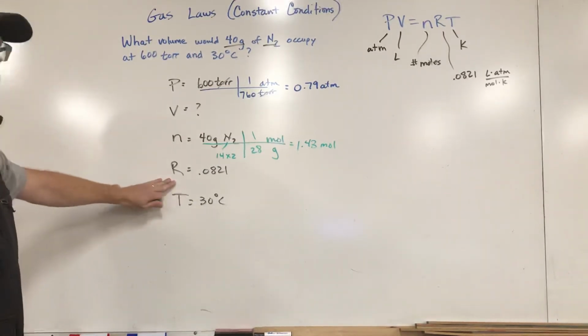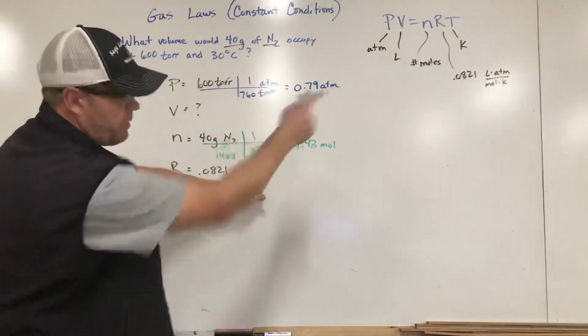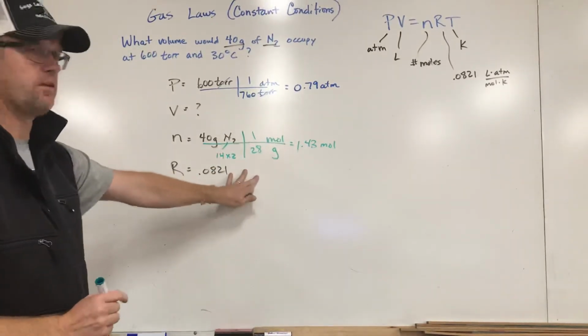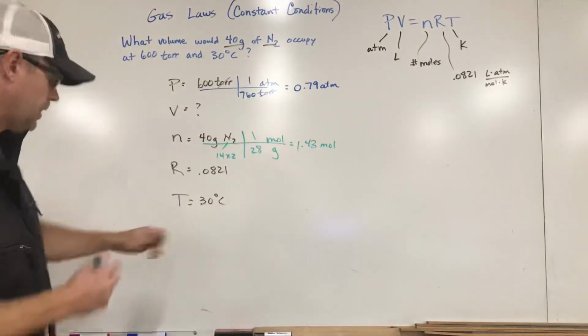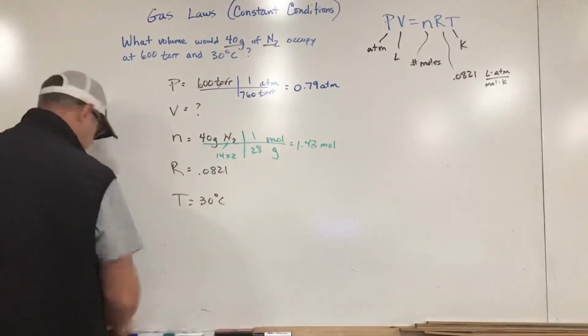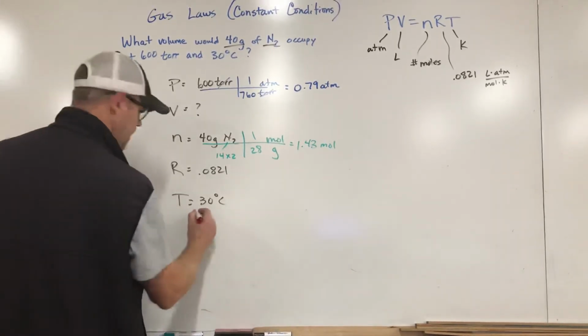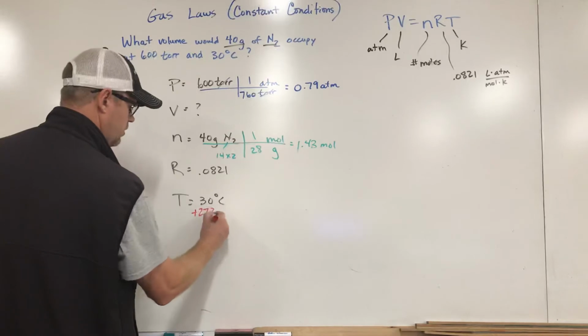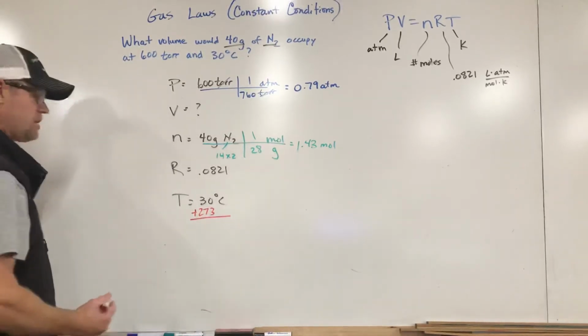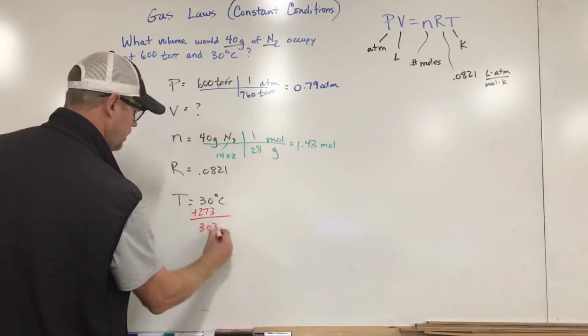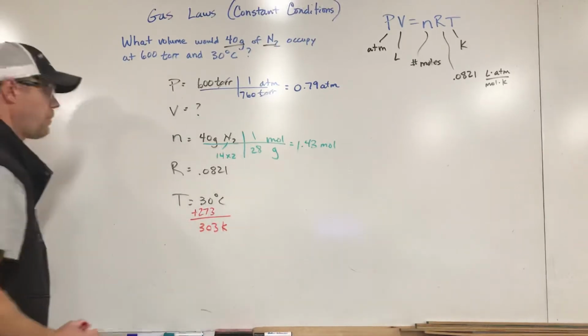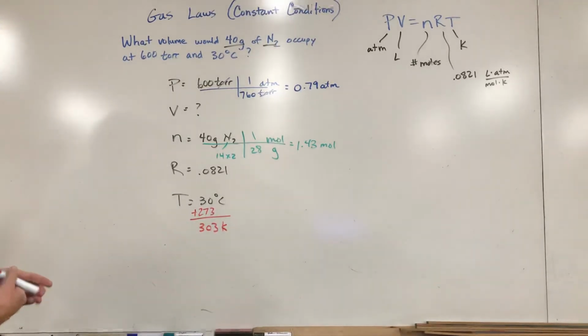R is a constant. It won't change. It's got a bunch of units that go with it. They're written right over there, but I'm not going to put them here just to keep from cluttering it up. And then my last one's temperature. You know that no matter what, when we're dealing with gases, temperature has got to be in Kelvin. So I'm going to add 273 to that, and I get 303 Kelvin. So now I got everything where it needs to be.